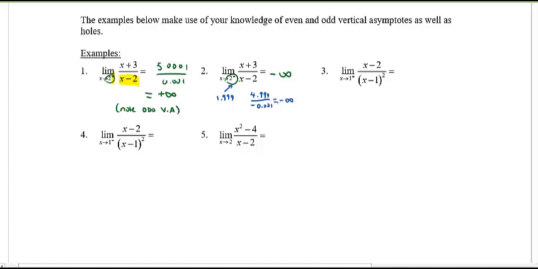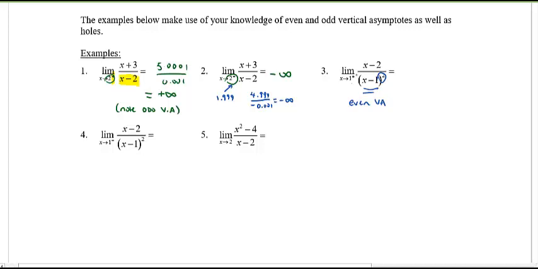Okay? All right, number 3. Notice that once again we have a vertical asymptote at x equals 1, but because this is squared, we know this is an even vertical asymptote. So ultimately here, we know the limit from the left would be equal to the limit from the right.